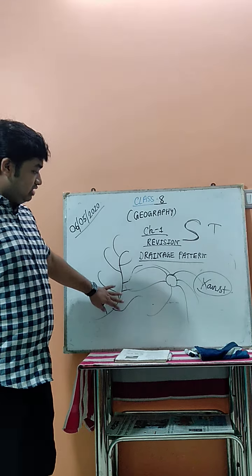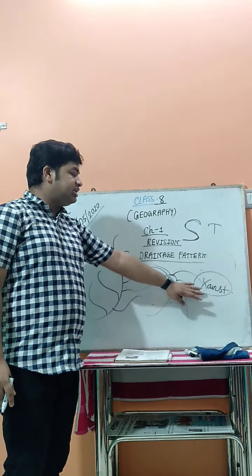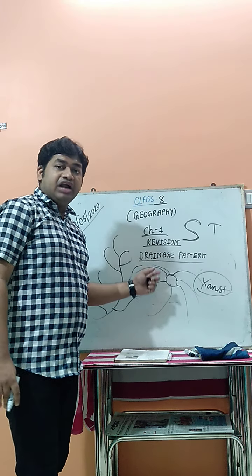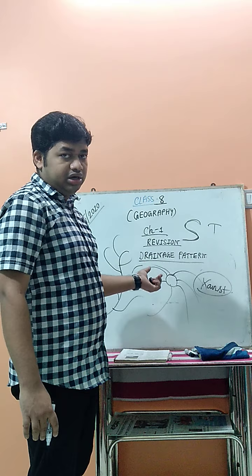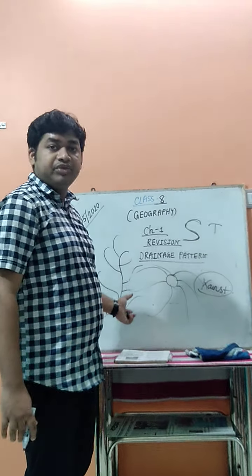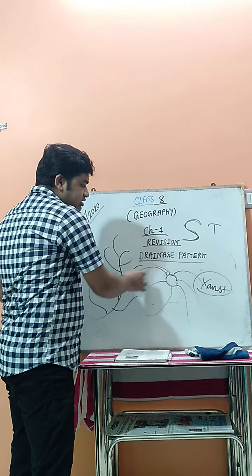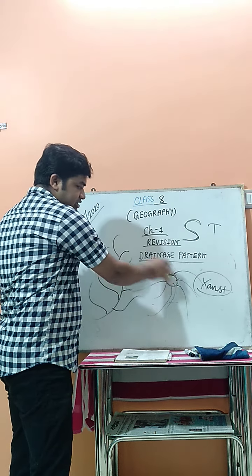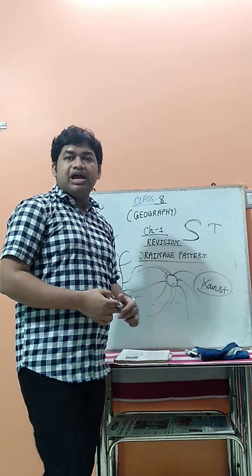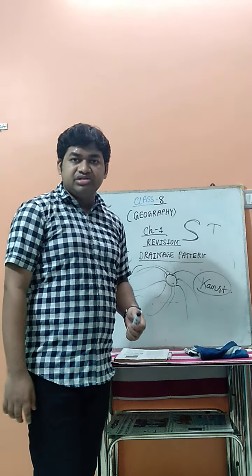The dendritic you can see in the Damodar Valley region. The radial type drainage pattern you can see in the karst region. What is the radial type drainage pattern? When all the water bodies, all the drainage rivers come out from a particular region in different directions, this type of drainage pattern is known as the radial type of drainage pattern, which we can see in the karst region.